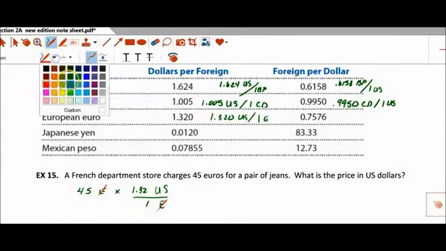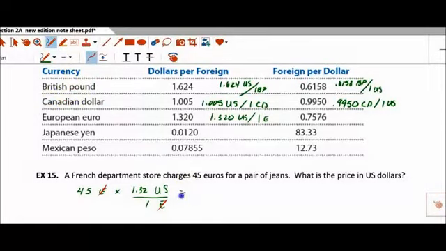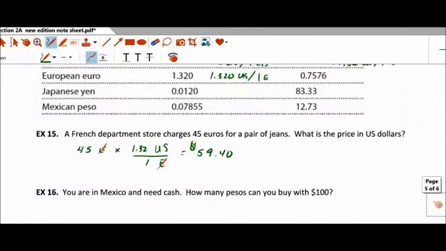And now I just need to do a little arithmetic. In this case, multiply 45 times 1.32. And that would give me about 59.4. So 59.40, we need a unit. So I'll put my dollar sign, US dollars. So that's how those conversions for currency work.